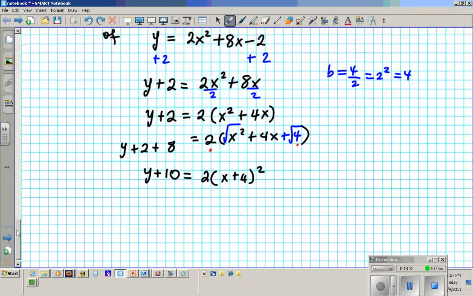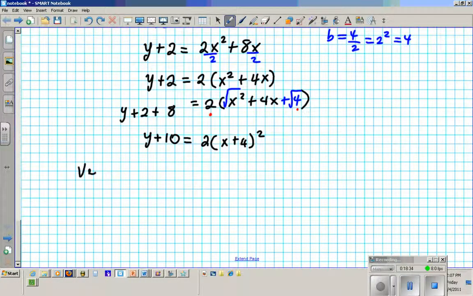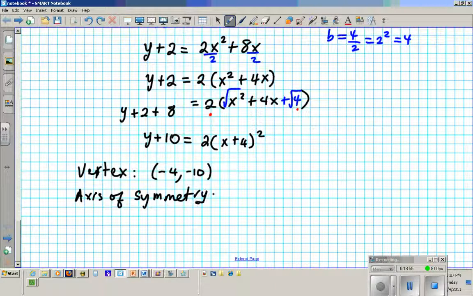Alright? So in this problem, the vertex is, you do the opposite of the number next to the x, for the x coordinate, negative 4, and the y coordinate, negative 10. Negative 4, negative 10 is your vertex. Do the opposites, okay? And the axis of symmetry is the x coordinate of your vertex, which is negative 4.